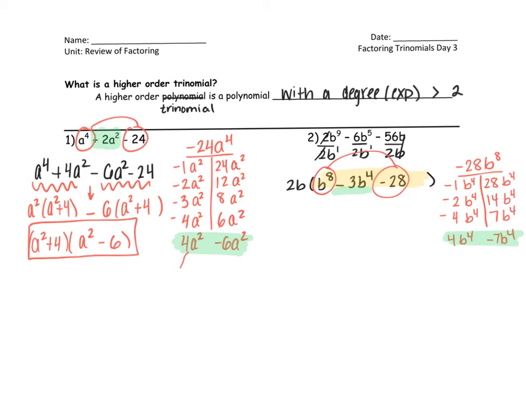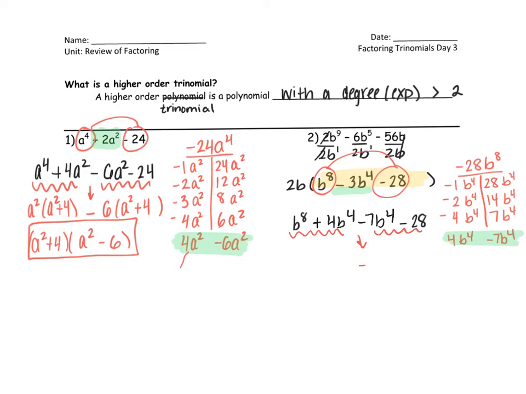So we're going to bring down our first term, b to the 8th. We're going to bring down our last term, which is negative 28, and I'm going to fill the middle with this 4b to the 4th and negative 7b to the 4th. So plus 4b to the 4th and minus 7b to the 4th. And just like normal, we're going to factor by grouping. Group the first two, group the second two, and bring down the sign in the middle.